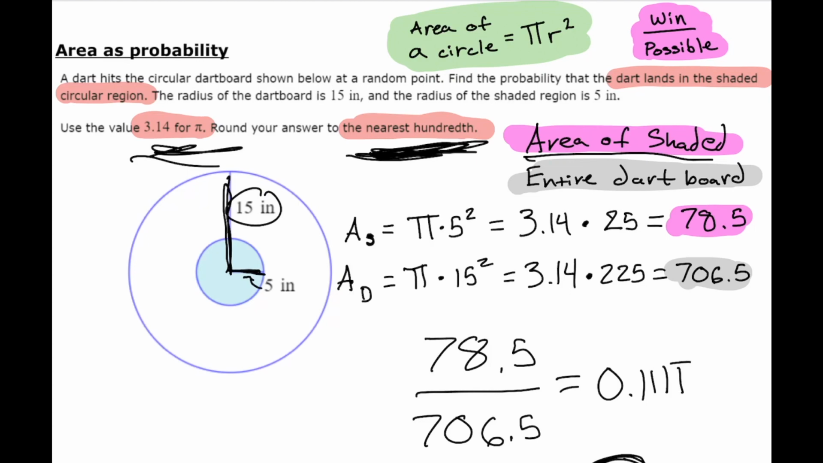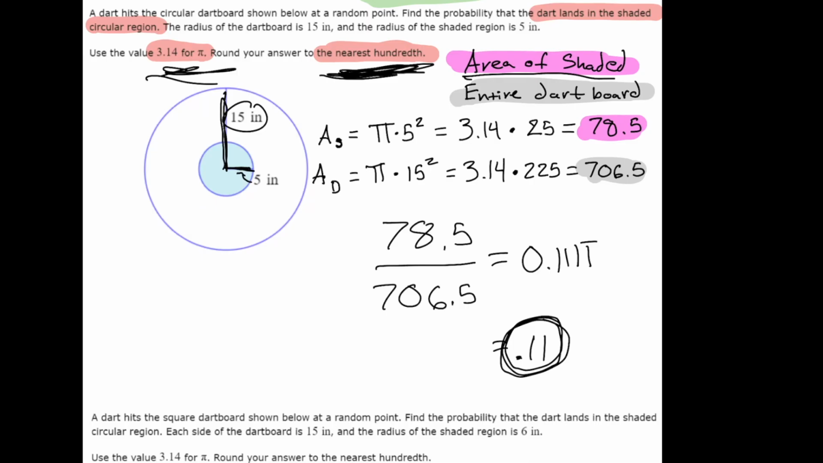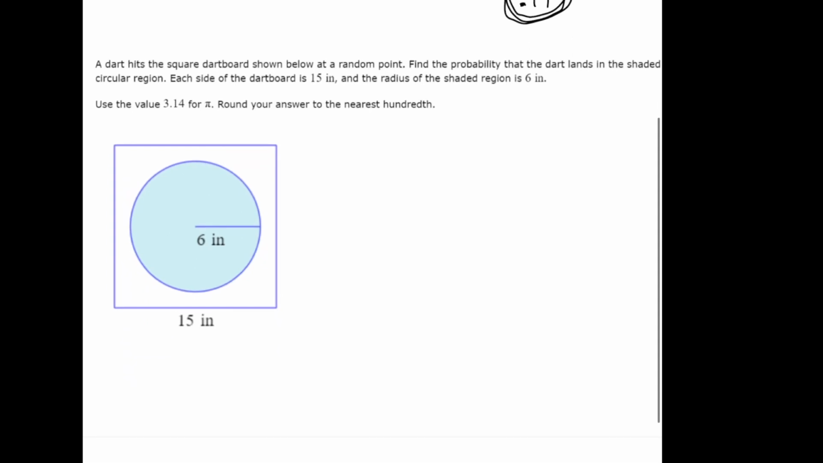Let's talk about what that means for just a second. This is not a percentage. Remember, if you're changing a decimal to a percentage, you have to multiply it by 100. This would basically be saying it's 11%, which if I'm looking at the dartboard itself, 11% of the dartboard being shaded looks reasonable to me. That looks like it's about 11% shaded, so that looks good to me. And that's one thing I always try to check. I try to see if that would make sense in the problem. Let's move on to the next one.